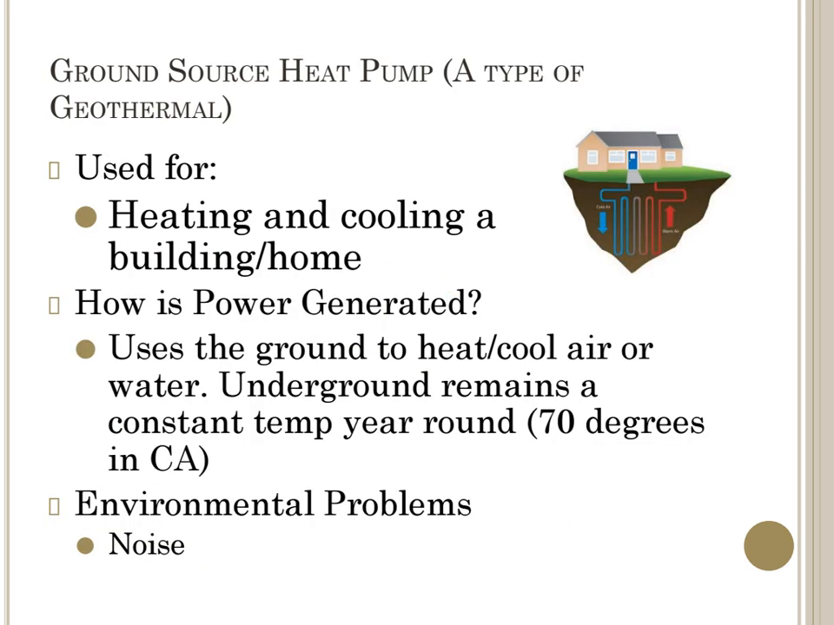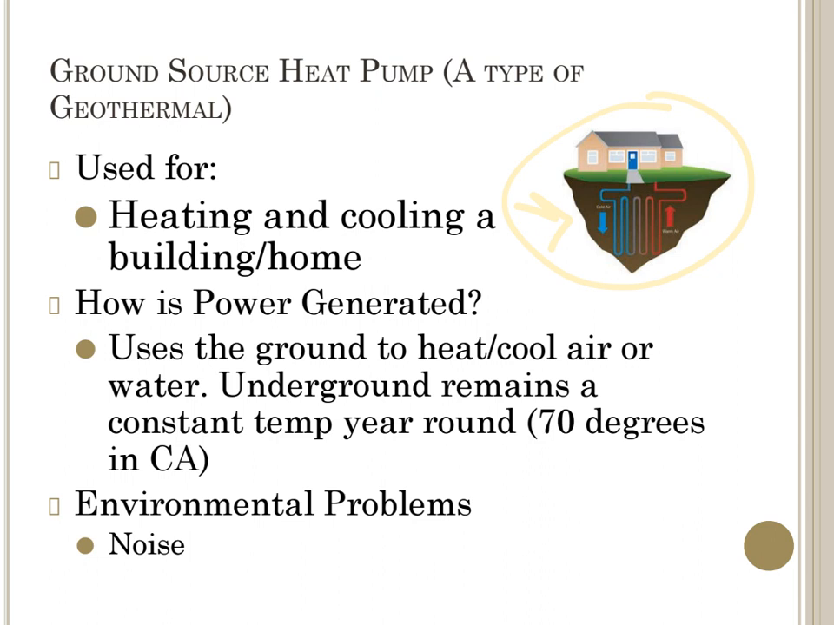So now let's talk about ground source heat pump, which is a type of geothermal. So there's a picture right here that shows you what it looks like. So the ground has a constant temperature year round, and you can use that for your home. So you basically pump air or water, it's usually air, underground. And if it's hot out, like in the summer, the ground will cool the air, and then you bring it back up into your house.